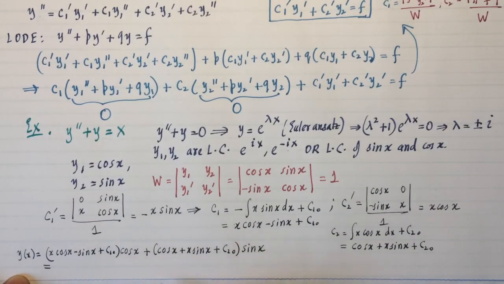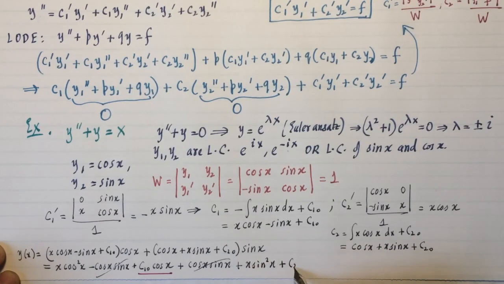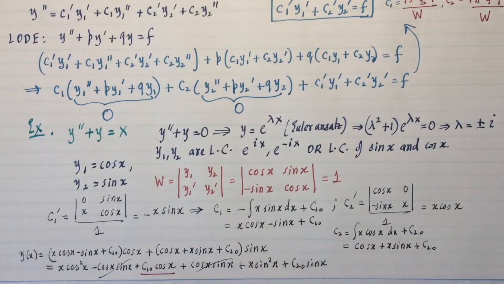A lot of the things will disappear actually. If I try this, I get x cosine squared x minus cosine x sine x plus C1 naught cosine x. That's your homogeneous solution right there. So the homogeneous solution has reappeared thanks to the constant of integration while finding out C1 and C2. And here I have cosine x sine x, which you'll notice cancels, and then plus x sine squared x plus C2 naught sine x. And that's your other homogeneous solution.